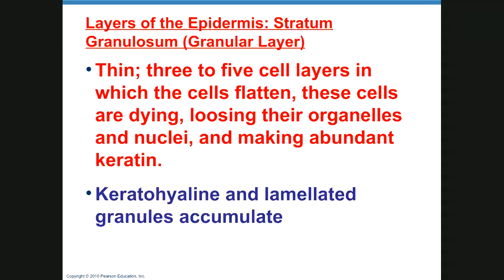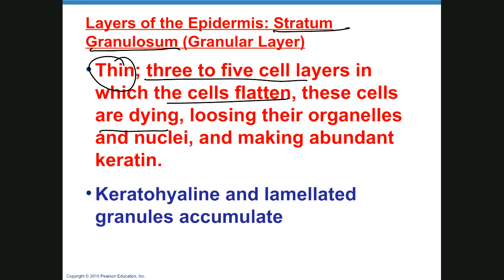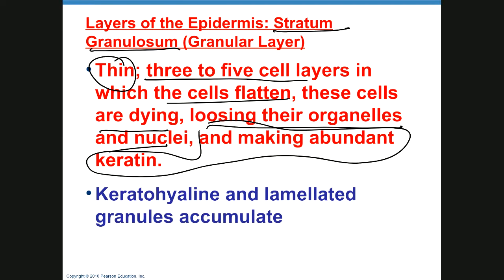Okay, so superficial to the stratum spinosum is the next strata, which is the stratum granulosum. This is a thin layer with 3 to 5 layers of cells. By this time, the cells are definitely flat. They're dying. They're losing their organelles and nuclei, and they're making and accumulating keratin. Keratin is a protein. Keratohyalin and lamellated granules is what accumulates in this granulosa layer. So the cells begin to look different because they're in the process of dying and accumulating keratin.